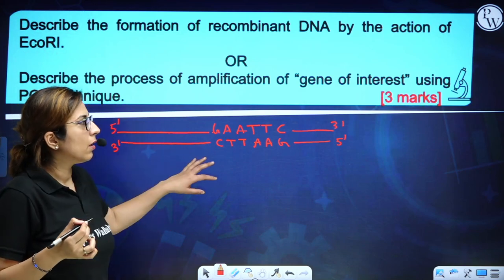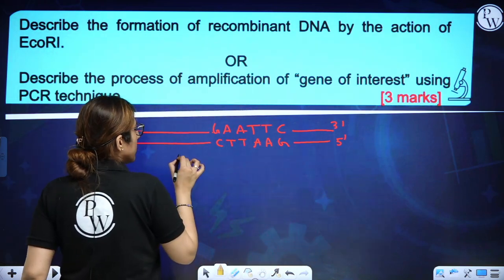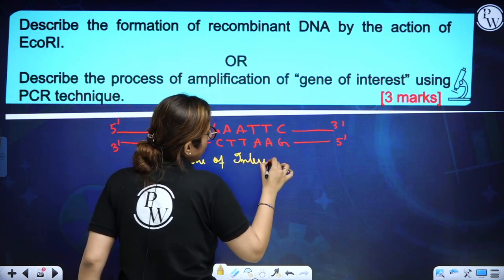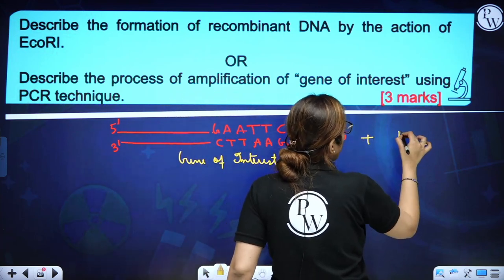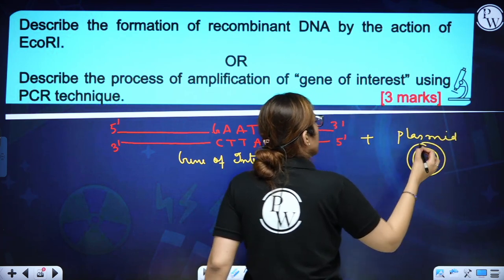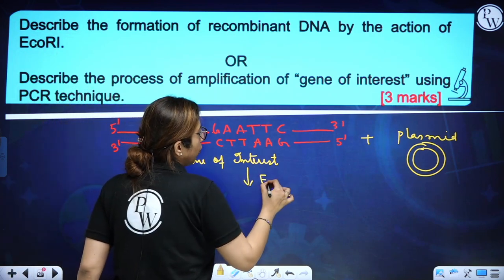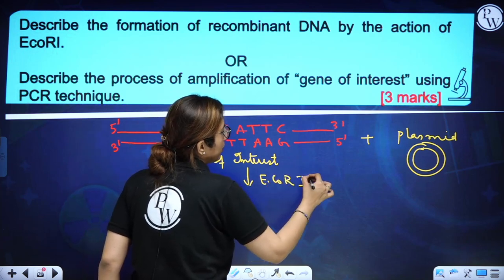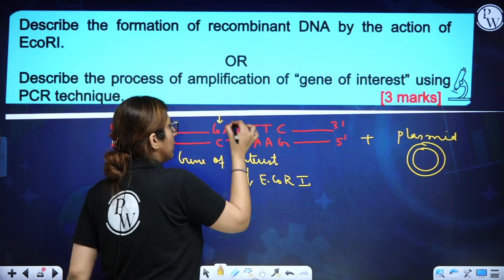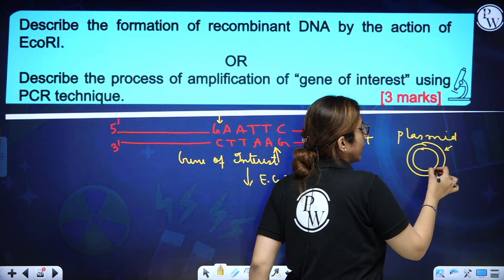Now, first thing is with EcoR1, suppose this is my gene of interest. Same, I'm going to take a plasmid also. Guys, what I'm going to do is I am going to treat both of them with the same enzyme, which is EcoR1, Escherichia coli R1. This is a restriction enzyme. Now, this restriction enzyme is going to cut like this here and like this here, and here also it's going to create the same kind of cut.